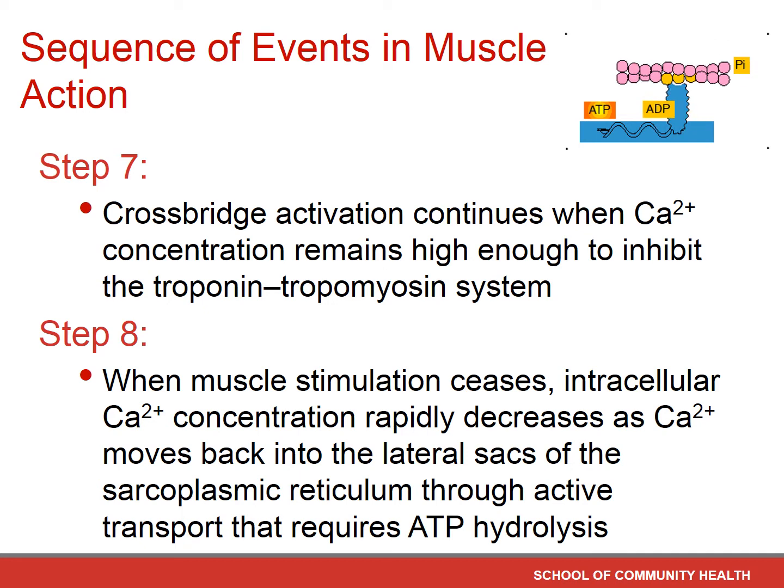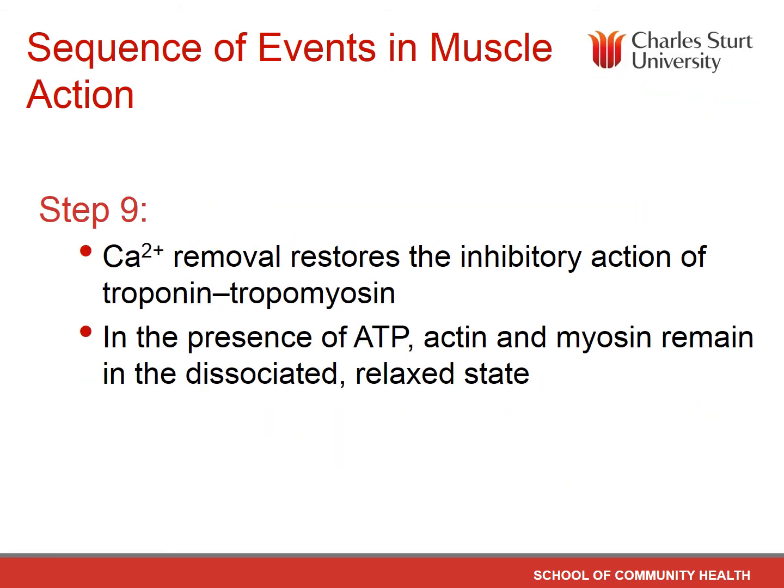But the muscle relaxes as soon as the skeletal muscle action potential ends and the calcium is immediately taken back up into the sarcoplasmic reticulum. Now, when the calcium is removed back into the sarcoplasmic reticulum, this restores the inhibitory action of troponin and tropomyosin. They return to the actin molecule and prevent it from interacting with myosin. Now, in the presence of ATP, actin and myosin remain in the dissociated, relaxed state.